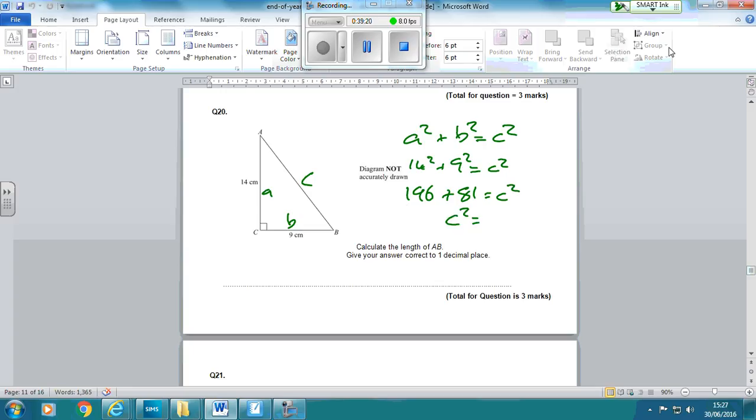The next thing we do is we add these two together. So 196 plus 81 equals 277. And then to work out what c is, we've got to do the square root of that. The square root of 277, again, it's a calculator paper. And we get c equals 16.6433 and so on. So one decimal place is going to be this here, and our next number tells us not to round it up, so it's simply 16.6 centimetres.